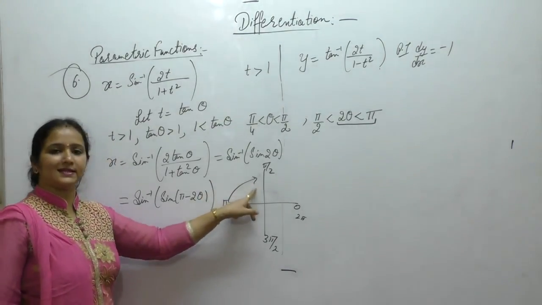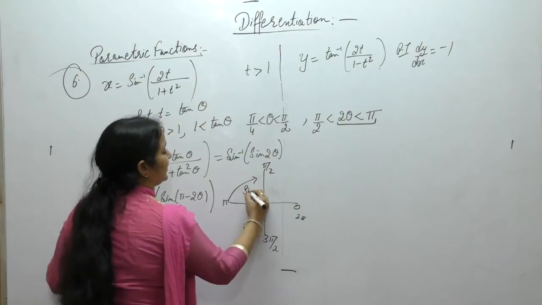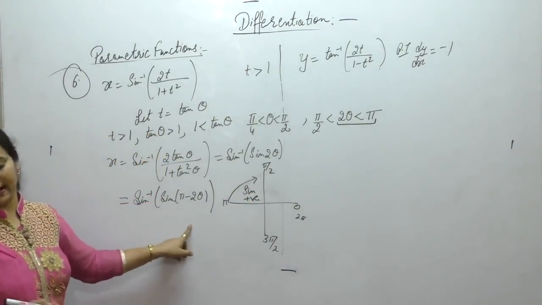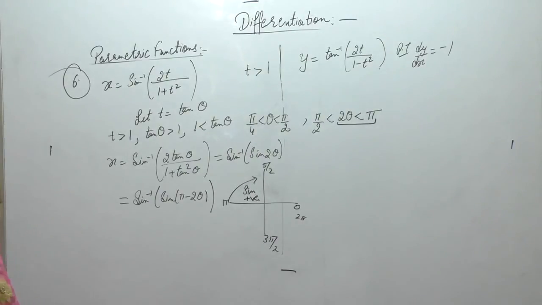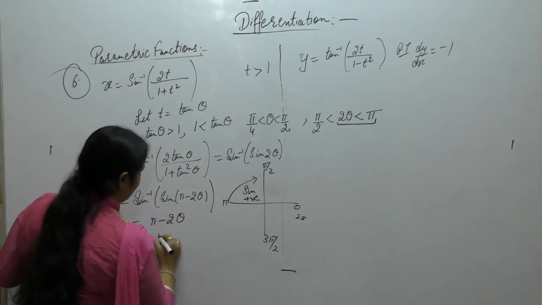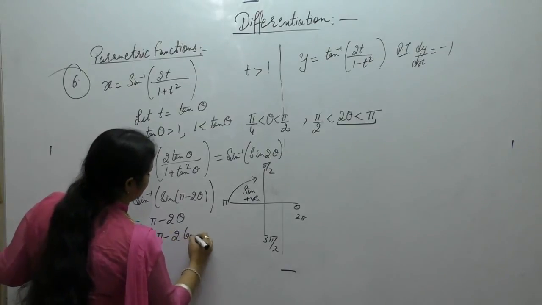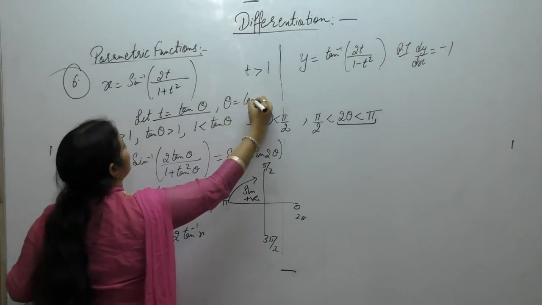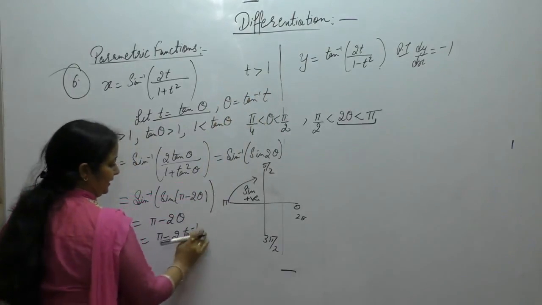Sine pi minus theta. Here, in which quadrant? Second quadrant, where sine is positive. So we can write it as sine pi minus 2 theta. So we get pi minus 2 theta. Theta is... t is tan theta. So theta is tan inverse of t.